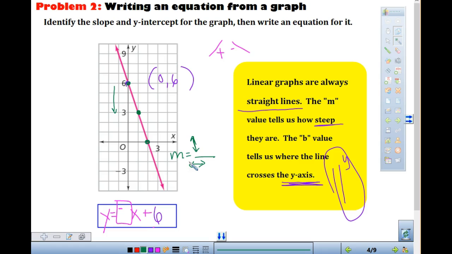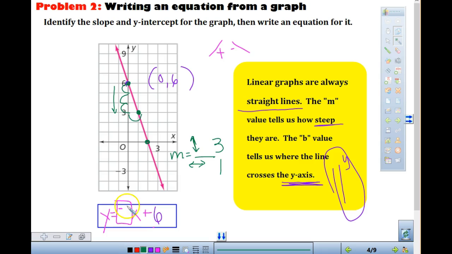3 over 1 or 1 over 3? Oh, voice crack. You're going down how far? 1. Down here, 3, right? 1, 2, 3, across 1. 3 over 1. Remember, 3 is way steep. 1/3 is really flat, right? Okay, so thinking about that.